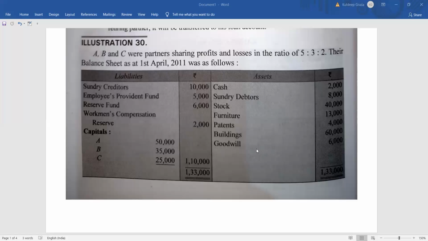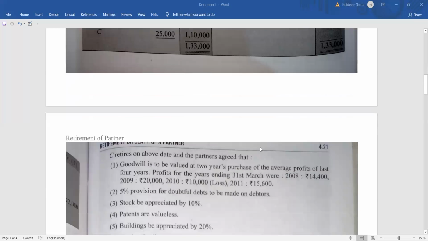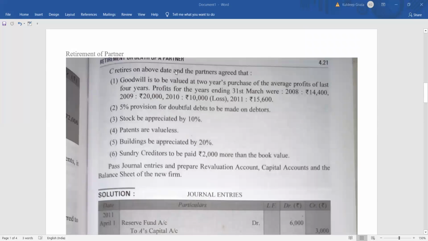You know what the journal entry is? Partners' capital accounts debit, all the partners, A, B, C, to goodwill account. Now coming to the adjustments, what we can see here is that C retired on the above date, that is, on 1st of April 2011.